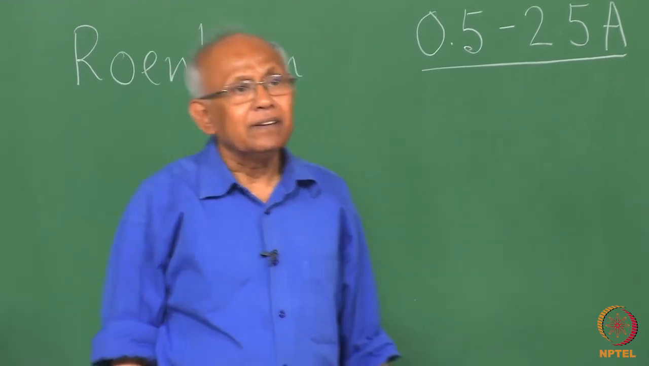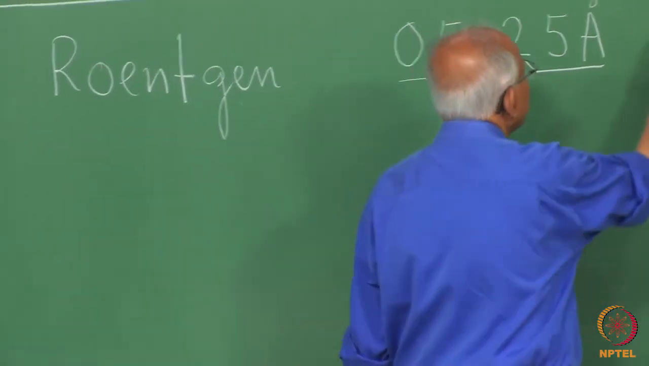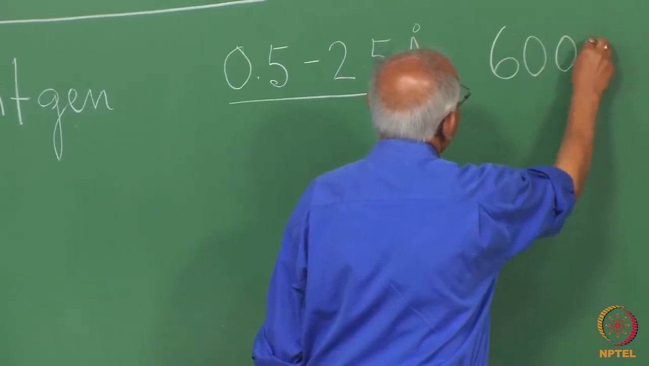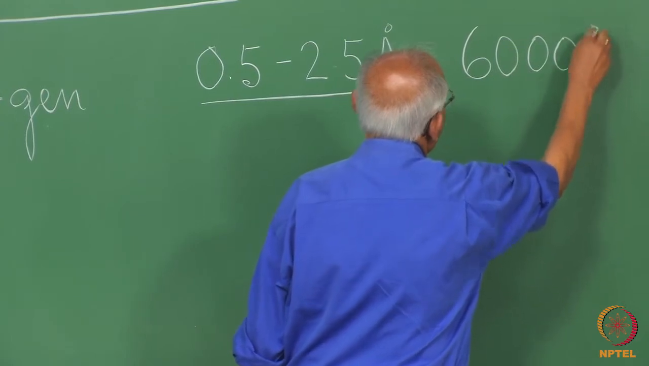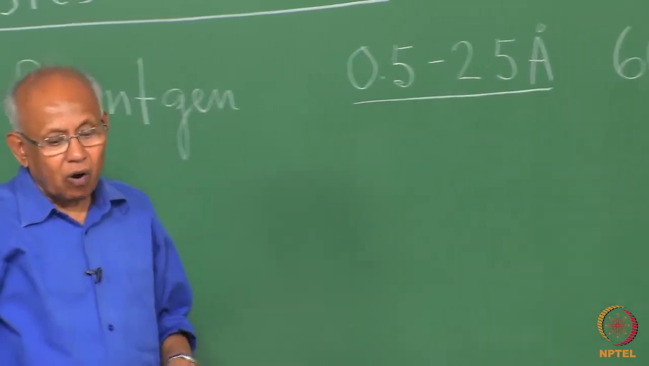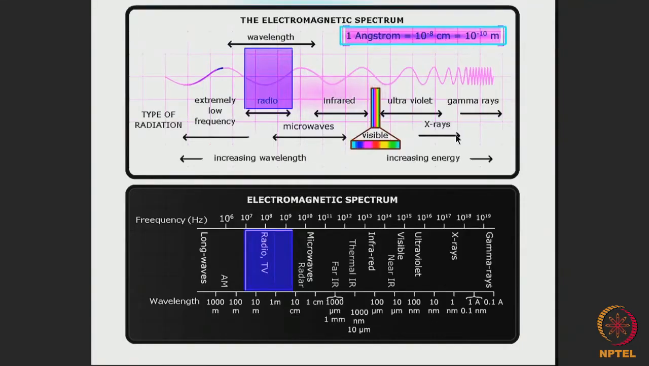On the other hand, the average wavelength of visible light is of the order of, say, about 6,000 angstrom. So, you can see that X-rays are much more penetrating than ordinary light. This has certain advantages which we normally utilize to study crystals.